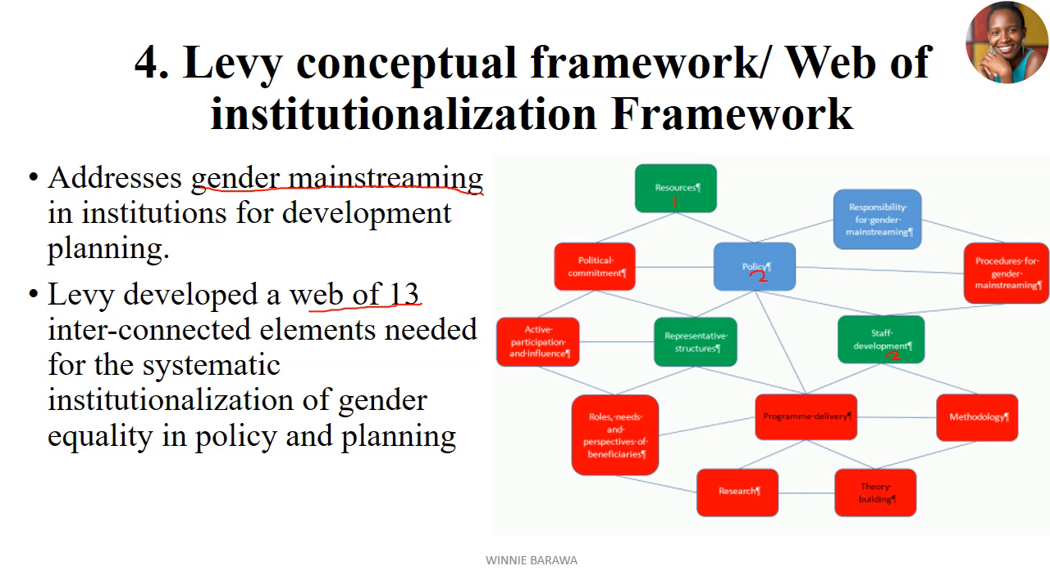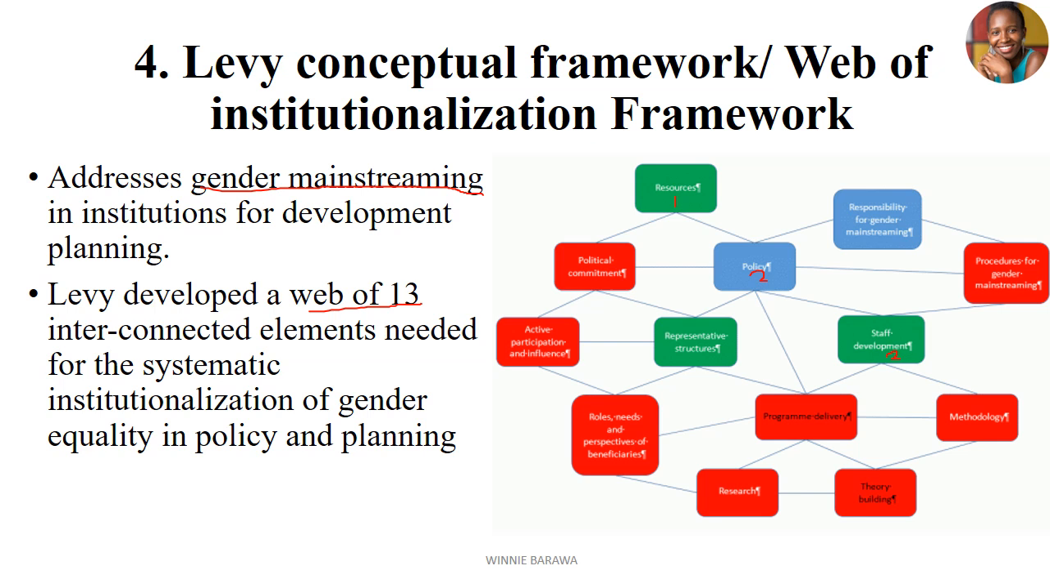mainstreaming that is done by institutions and different levels of organizations. So Levy was addressing gender mainstreaming, but posing the challenge at the institutional level. So they addressed gender mainstreaming in institutions for development purposes. What Levy did was come up with a web that has 13 interconnected elements that are very key when you're looking at gender equality and policy planning. And for him, for you to have proper gender mainstreaming and to ensure there's gender equality for proper policies and planning, you need all these areas.